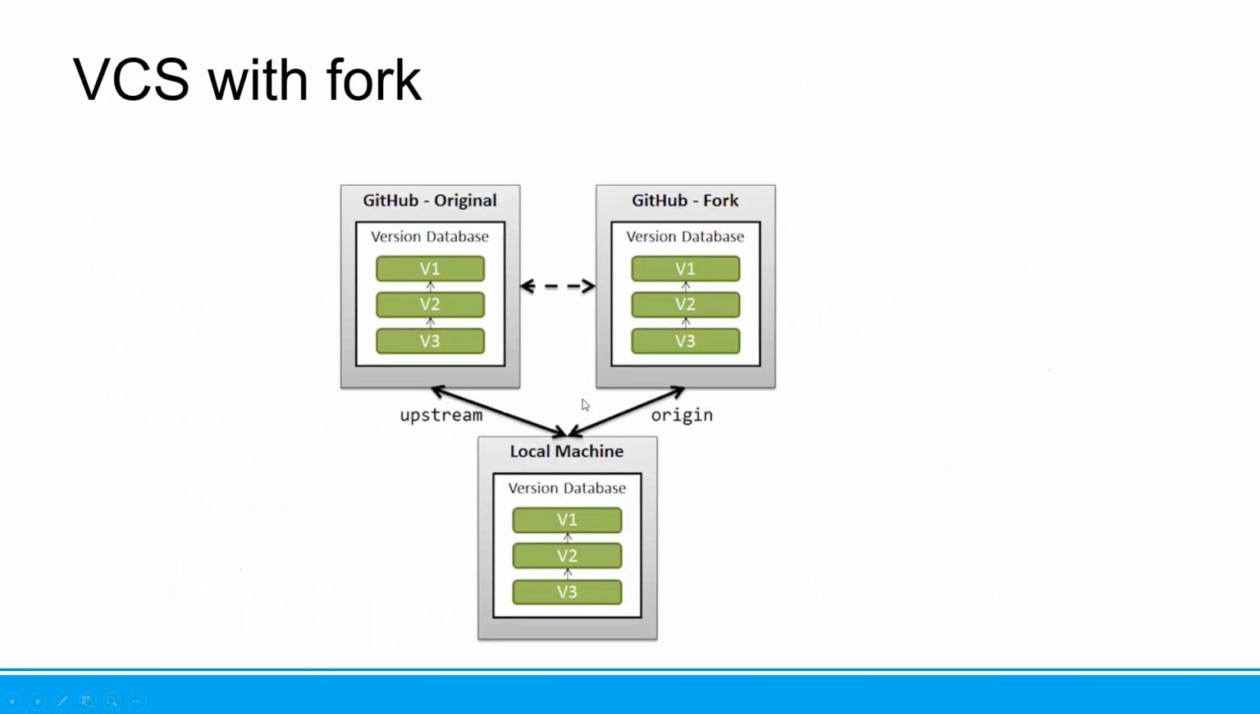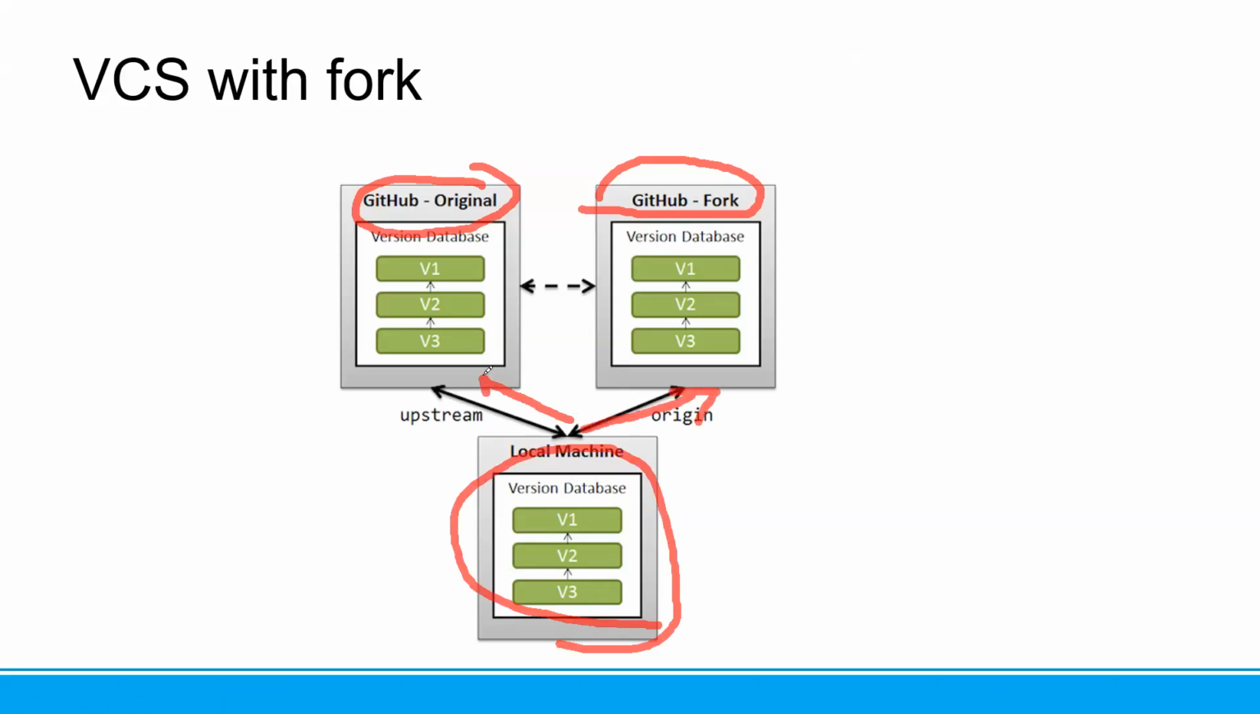Okay, the idea is like this. If I have an original code, I'm going to fork it. Fork means I want to create a new branch. And after I create a new branch in the local machine, you can access the origin or you can access the upstream. The upstream means the original, the origin means the fork. That's the terminology given by GitHub.